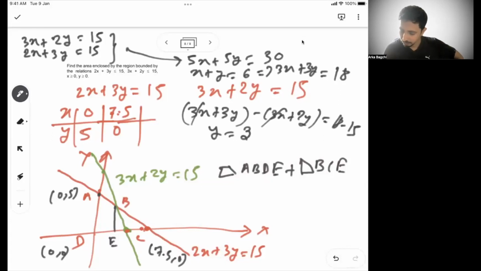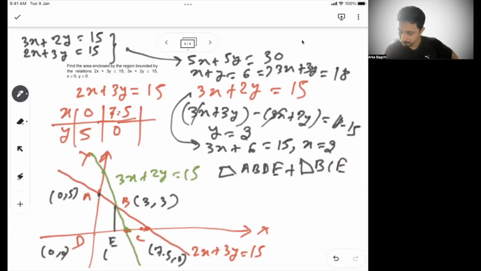Now if I put y equal to 3 in this equation, 3x plus 6 is equal to 15, or I get x is also equal to 3. So this intersection point is nothing but 3, 3. So E is nothing but 3, 0. Okay. So I got all these coordinates. Now I can easily calculate this one.